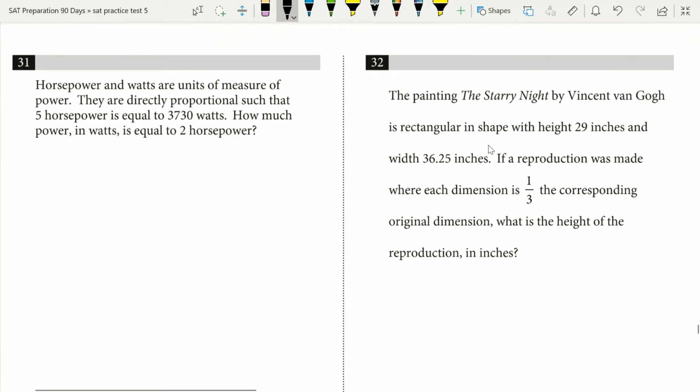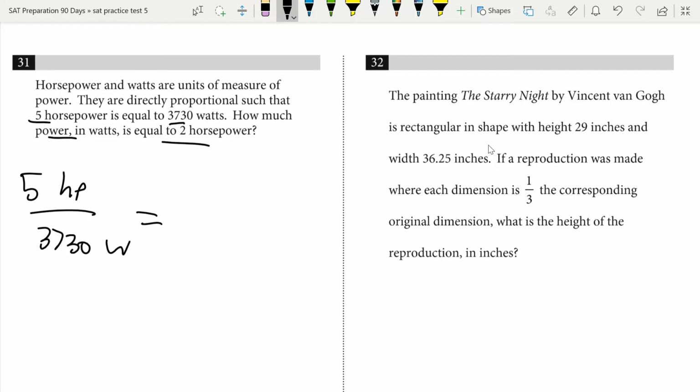So we have horsepower and watts are units of power. They are directly proportional such that 5 horsepower is equal to 3730 watts. So we have 5 HP over 3730 W for watts. That's got to equal the power in watts of 2 horsepower. In this case, I'm going to flip my ratio because I want to solve for watts and I want that to be up top. So I'll go 3730 watts up here.